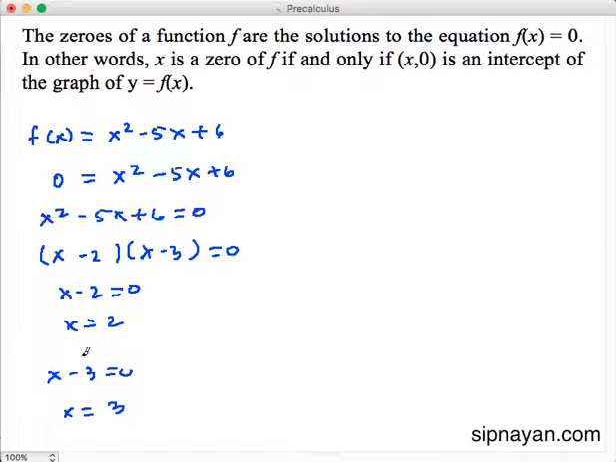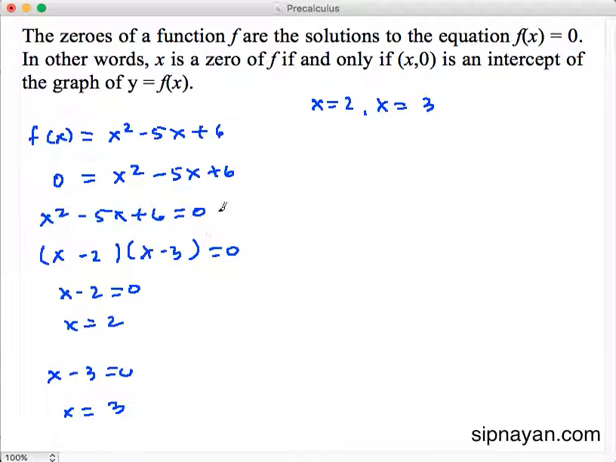So we have two values here. We have x equals 2 and we have x equals 3. So remember, these are the solutions to the equation f of x equals 0, meaning they are the zeros of this function. Okay? Now, what about yung pangalawang sentence? In other words, x0 is a zero of f if and only if x0 is an intercept of the graph of y equals f of x.